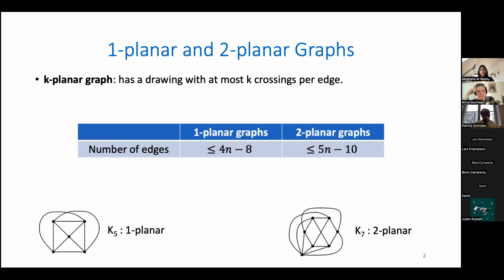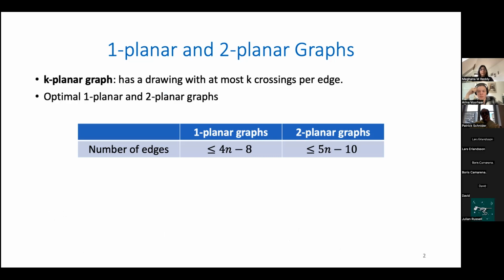Again, we know the maximum edge densities of these graphs. Any 1-planar graph has at most 4n minus 8 edges, and any 2-planar graph has at most 5n minus 10 edges. Now again, we have the concept of optimal 1-planar and 2-planar graphs, which are graphs that have the maximum density possible, exactly 4n minus 8 or 5n minus 10 edges. So these graphs achieve the maximum density possible.